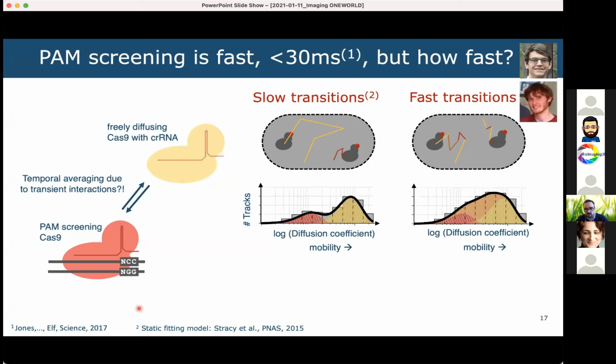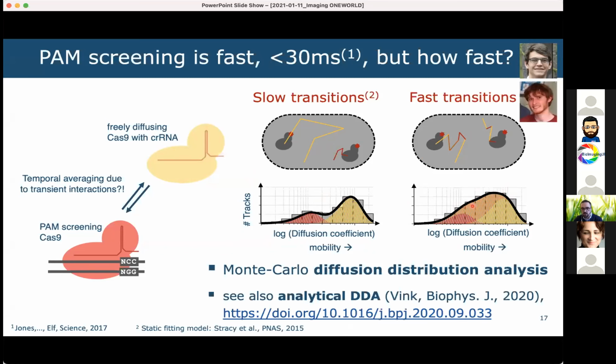So the conventionally used static fitting model cannot be used anymore, because you have a dynamic contribution of the overlap. And that led us to the development of a concept called diffusion distribution analysis, where we model that overlap in a Monte Carlo simulation, depending on the transition rate. Or we recently also published a great work by Jochen Fink, the analytical treatment of the distribution analysis, where you can then start fitting the distributions that you get from the data to get out the transition rates between the different states.